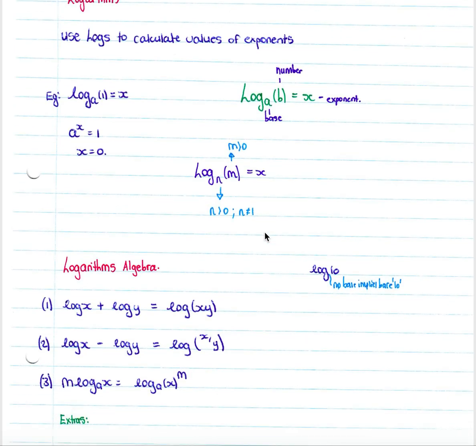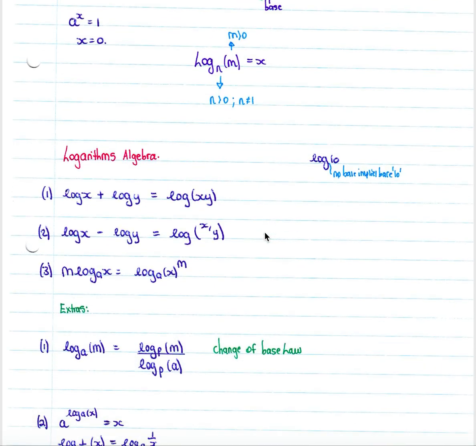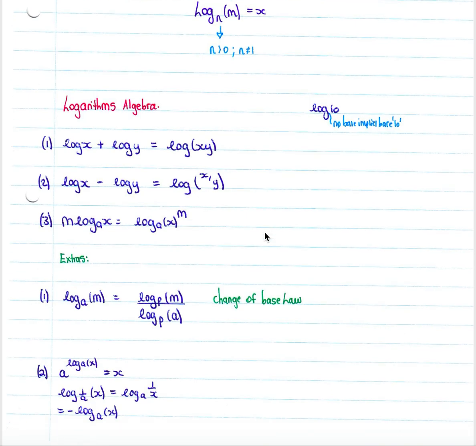Now when we look at logarithmic algebra, there are a number of rules that we need to know. If we have two logs, so log x plus log y, there is a rule that we can use to form this into one logarithm, and that is log x times y. We simply take this constant and this constant, multiply them together, and we get one log. In a similar way, if you have log x minus log y, it is then log of x over y. We now divide this constant by this constant, and we simply get one logarithm.